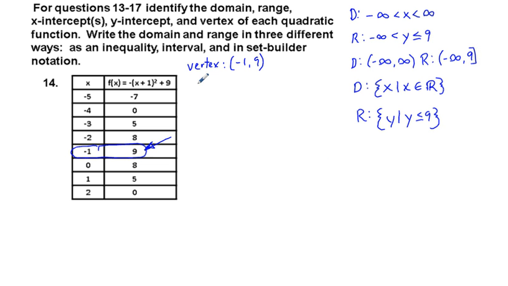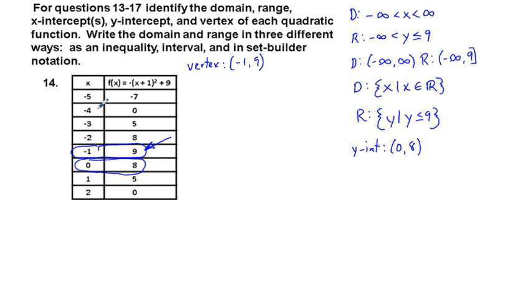Okay, and now a y-intercept, x-intercept. Well, what we're looking for, the y-intercept is where x equals 0. So right here at 0, 8, see x equals 0, so that's going to be the y-axis. So our y-intercept is equal to the coordinate pair 0, 8.